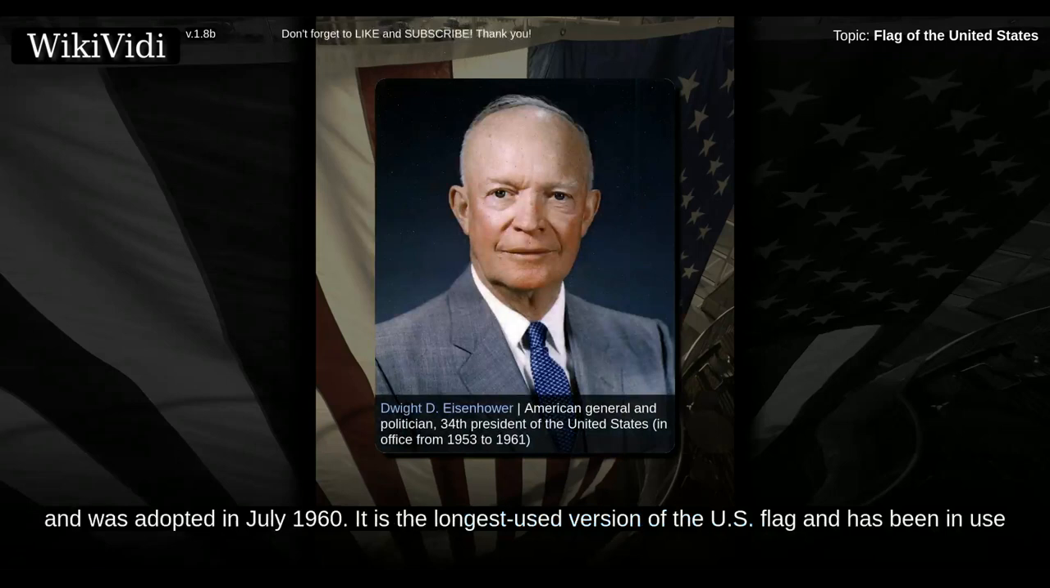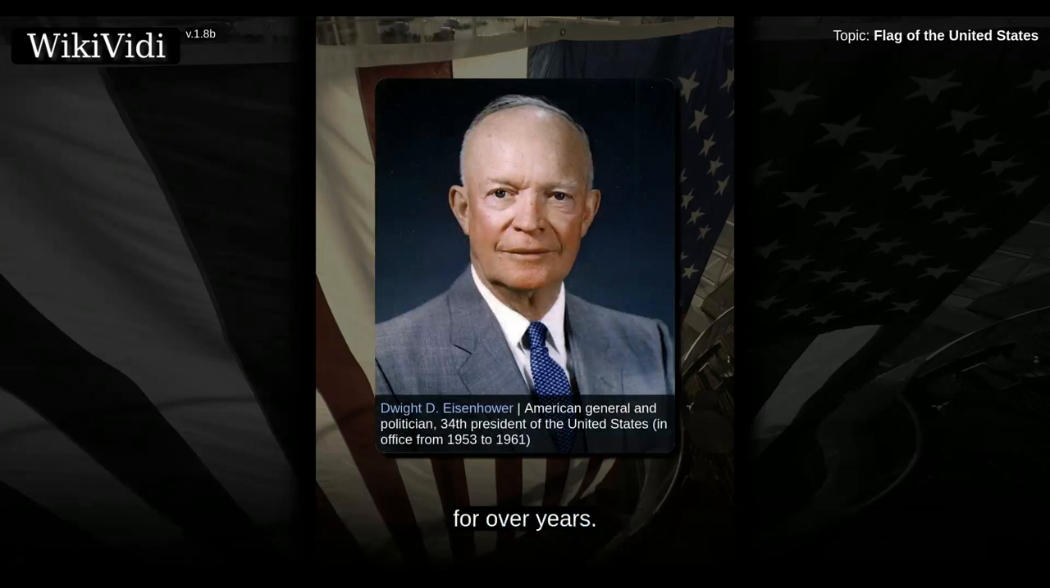It is the longest used version of the U.S. flag and has been in use for over years.